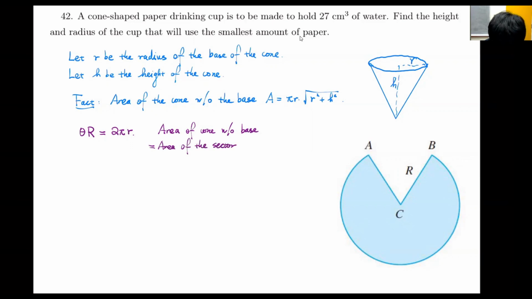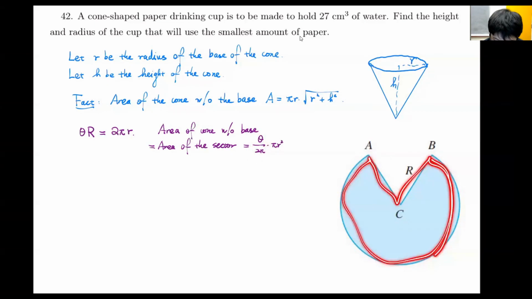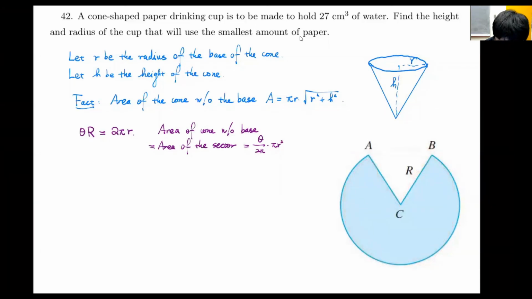The area of the sector is simply theta divided by 2 pi times pi R squared, because this is precisely the ratio of this sector compared to the whole disk. The area of the whole disk is, oh, okay, I made a mistake here. This should be capital R squared. It should be theta over 2 pi times capital R squared. So the area of the whole disk is this, and the area of this sector is obtained this way.